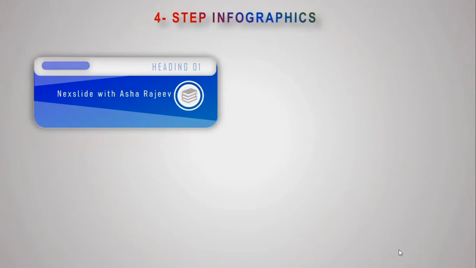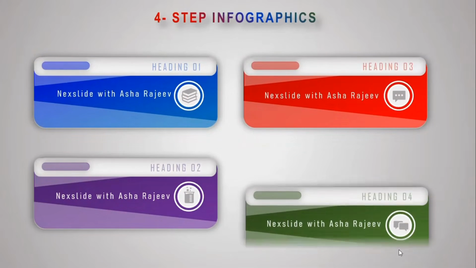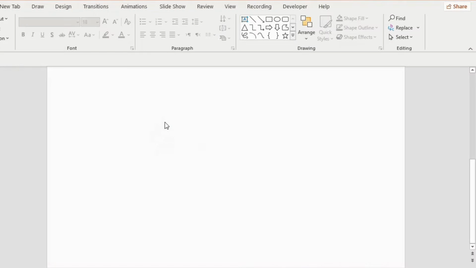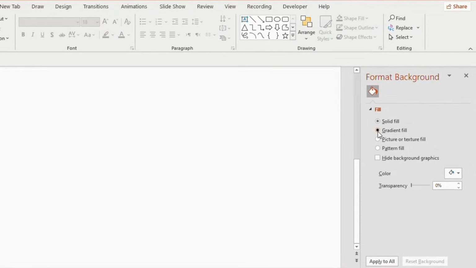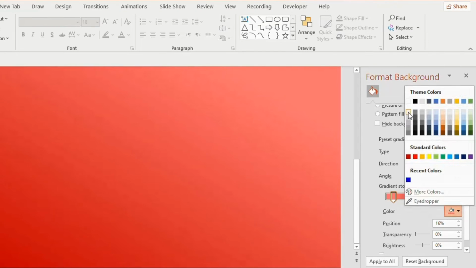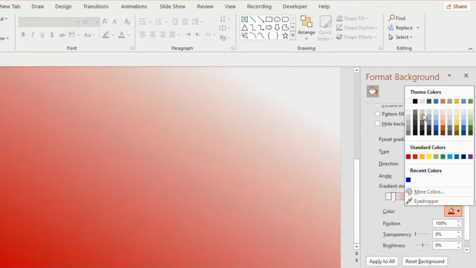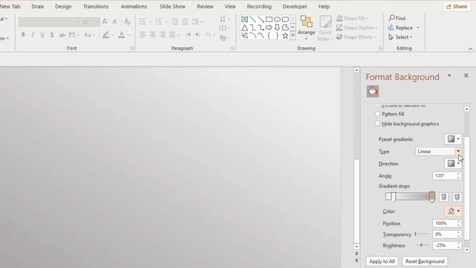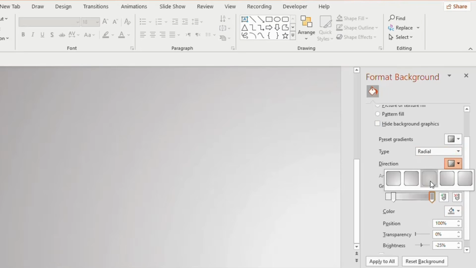Stop creating boring PPTs. Instead, prepare this. Take a blank slide, right-click, go to Format Background, select Gradient Fill, choose off-white color for the first gradient stop and grey color for the second gradient stop. Go to Type and choose Radial and select Center from Direction.